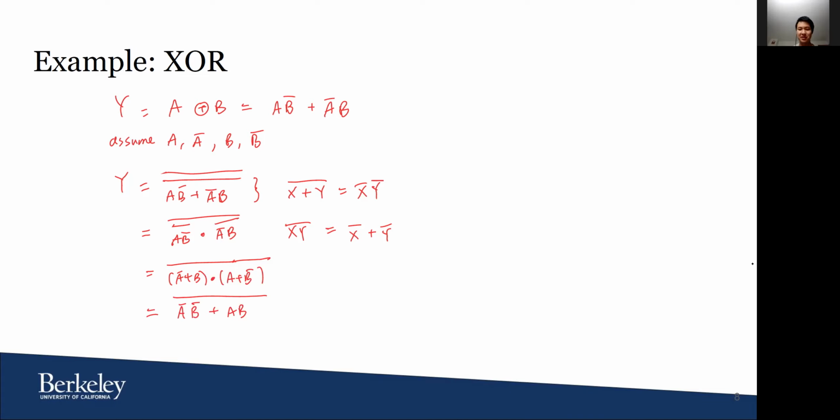Okay, so now what we see is that we have a not over the whole thing, and this expression in here becomes something that we can build a pull-down network out of. So how do we construct that? Let's say we have a Y here. How would we construct the pull-down network?